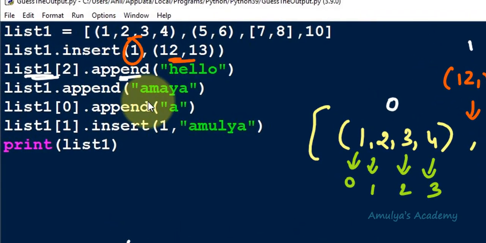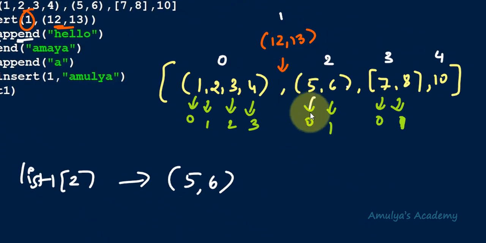As we know, a tuple is immutable, right? After creating the tuple, we can't modify it. A list is mutable. After creating it, we can insert new values or modify the list. But a tuple is immutable, so after creating it, we can't insert or append any value to the tuple. That's why, when I perform list1 of 2 dot append, we are performing this operation on a tuple because a tuple is present at index 2. That's why we are getting the error.